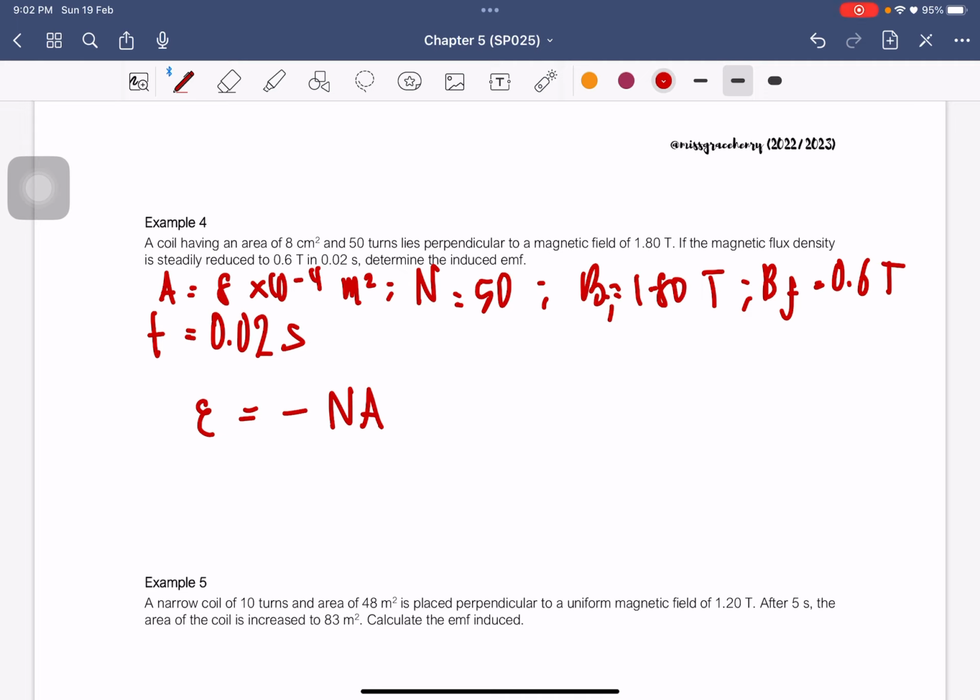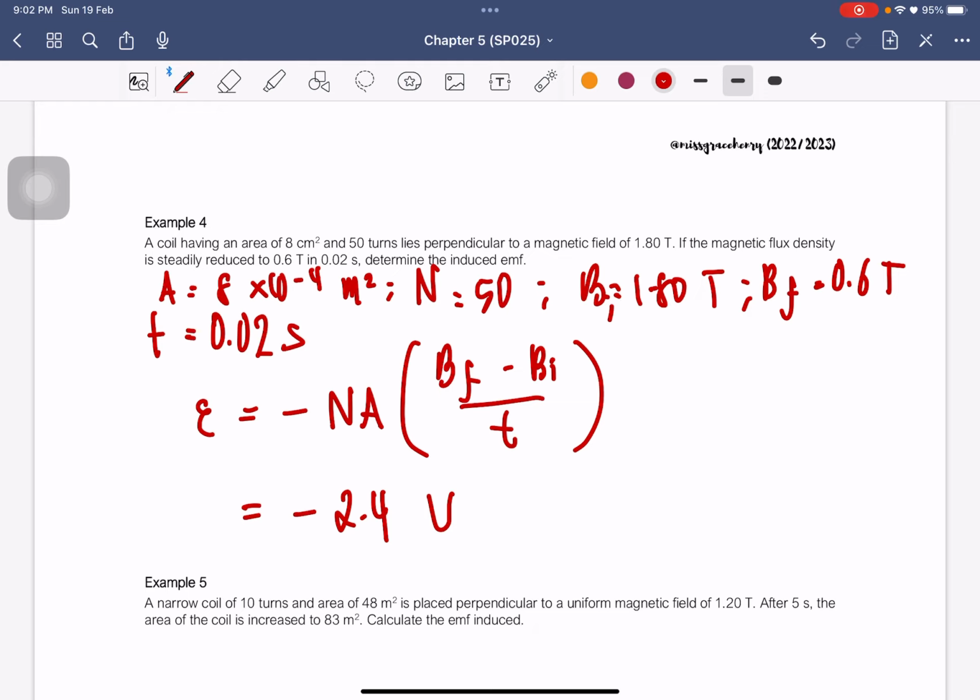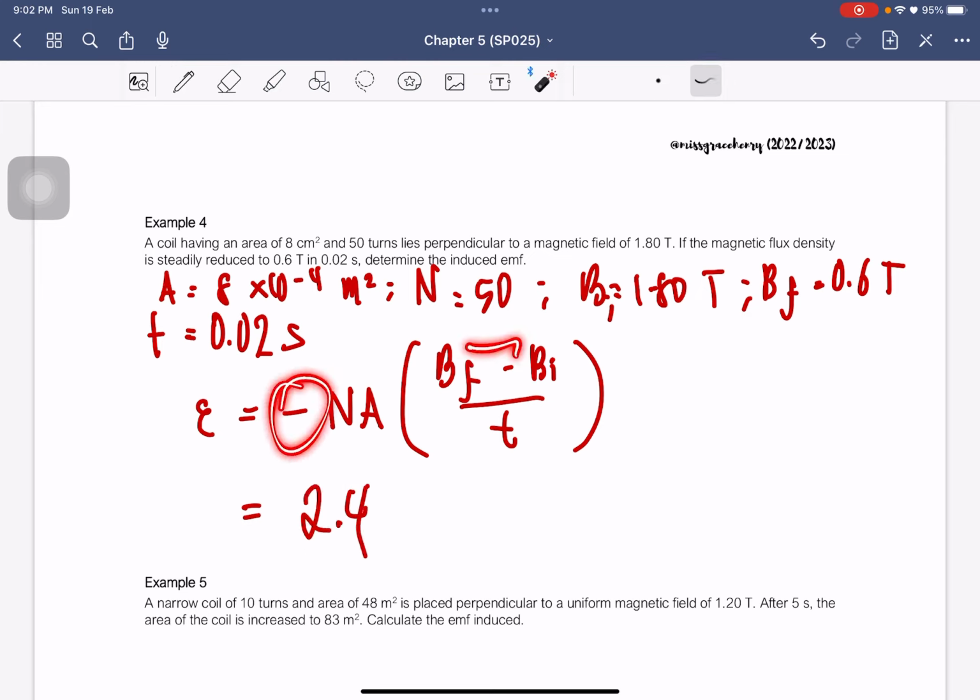So that is just negative, and B final minus B initial over the time. So you will get negative 2.4 volt. Right? Negative? Wait, 2.4 volt. Because you will get negative here, then the negative becomes positive. Okay?